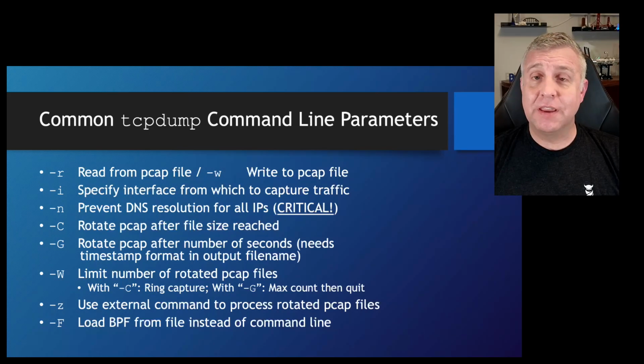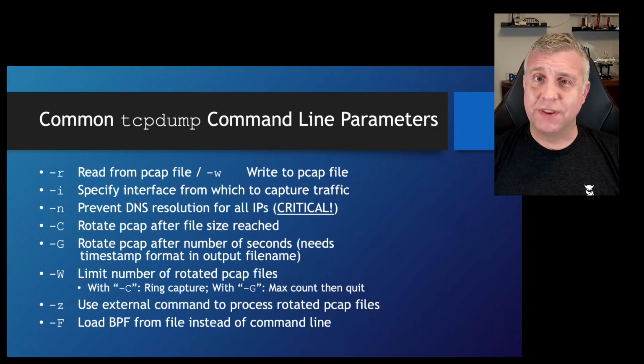But just to give you a couple of ideas on some of the other things that tcpdump can do natively, we've already covered some of these: reading from and writing to PCAP files, specifying a network interface for live capture, and the -n option to prevent DNS resolution, super helpful altogether. But now let's add on some new ones.